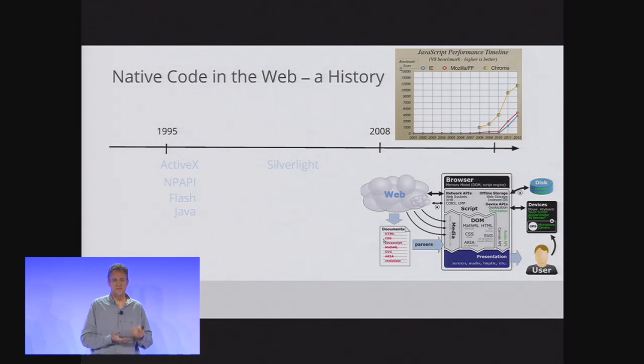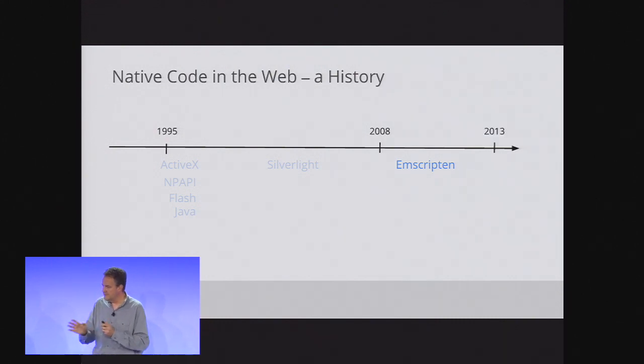So with JavaScript's performance coming up and the platform getting richer, a new approach to bringing native code to the web comes to the fore. And that's exemplified by Emscripten. With Emscripten, you compile from native to JavaScript and run it in the web platform. And with Emscripten, we think you get access to the features that you're after and some of the performance, most of the performance perhaps.